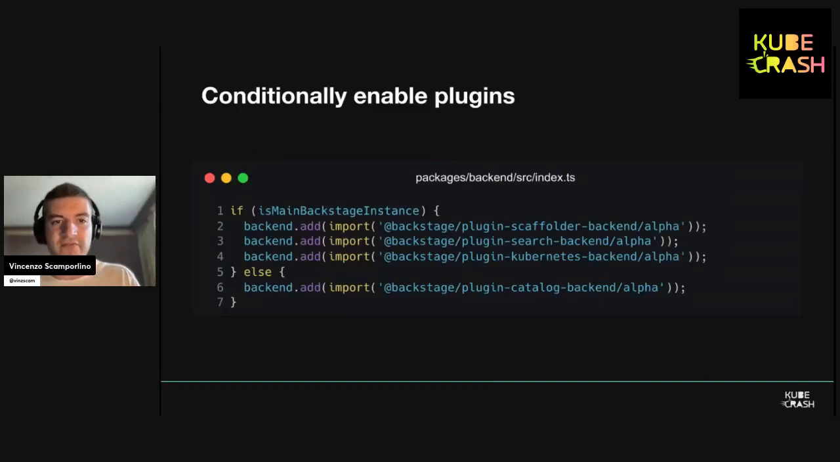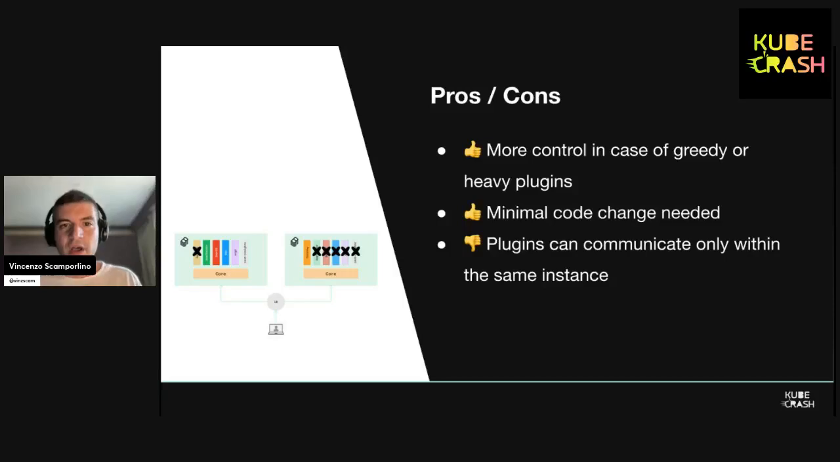So in this case, I have enabled 3 plugins in the main instance: Scaffold, Search, and Kubernetes. And I've also enabled Catalog on a secondary instance. It's up to you how you want to implement the flag for detecting whether you are on the main or secondary instance. You can use a config or an environment variable. This is up to you. It's just JavaScript.